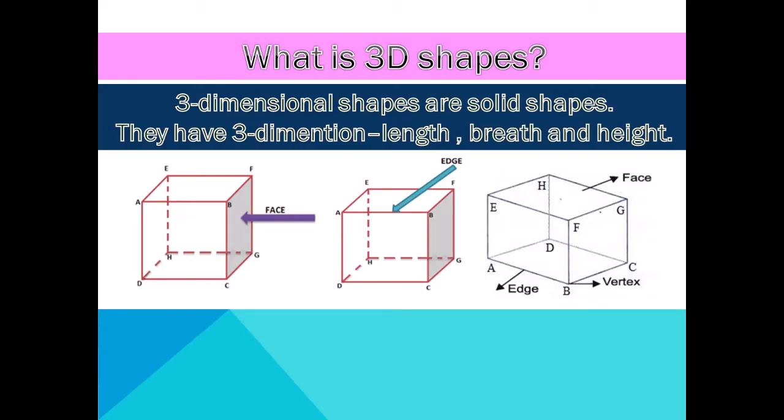Now, what are 3D shapes? Three-dimensional shapes are solid shapes. They have three dimensions: length, breadth, and height. The main components of 3D shapes are face, edge, and vertex. A face is a flat surface, an edge is where two faces meet, and a vertex is the corner where edges meet.